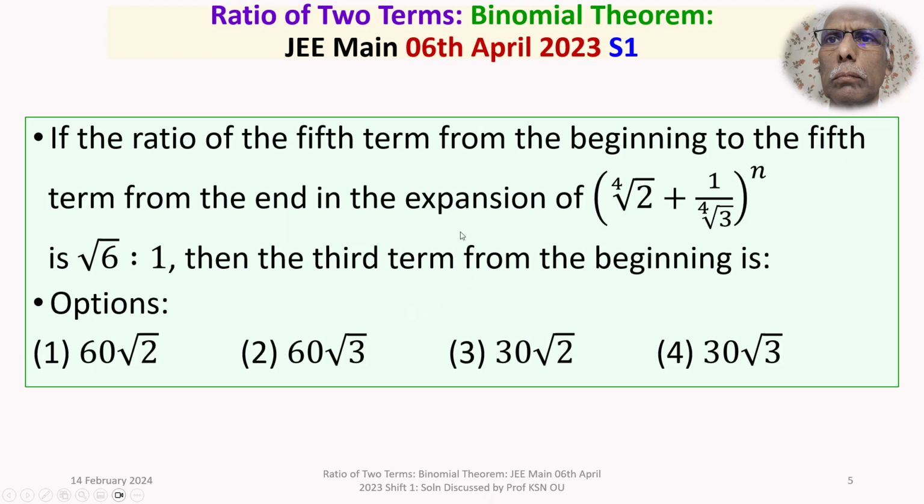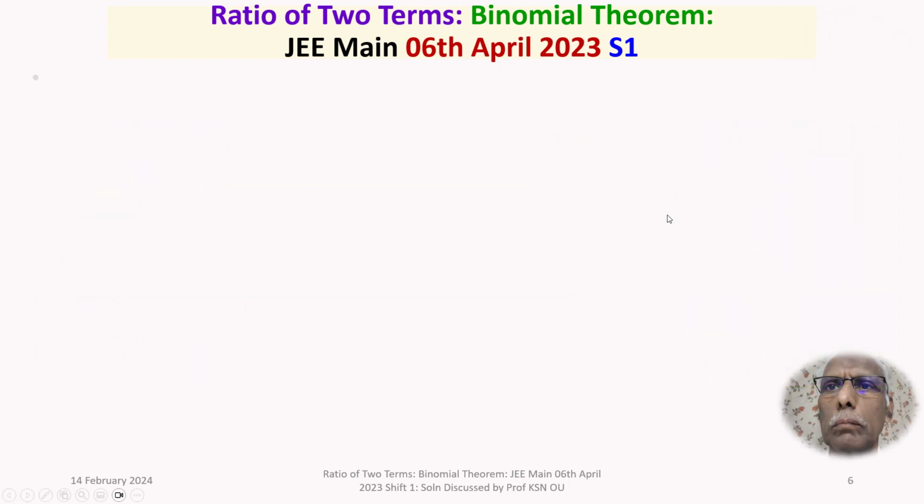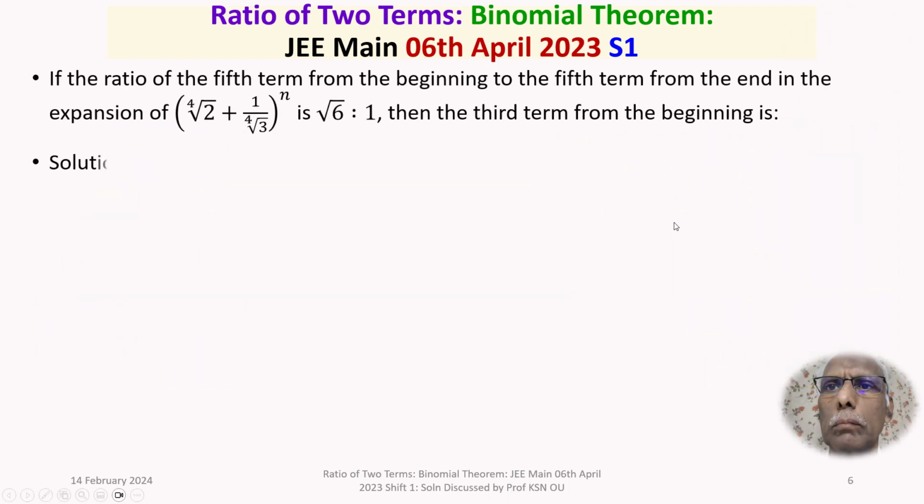We are given the expansion of fourth root of 2 plus 1 by fourth root of 3 whole power n, and the ratio of the fifth term from the beginning to the fifth term from the end in this expansion is given to be root 6 is to 1. We are required to find the third term from the beginning of this expansion. We now discuss the solution of the problem in detail.